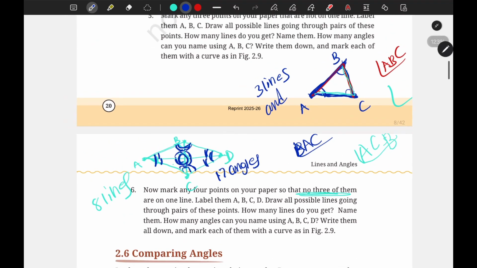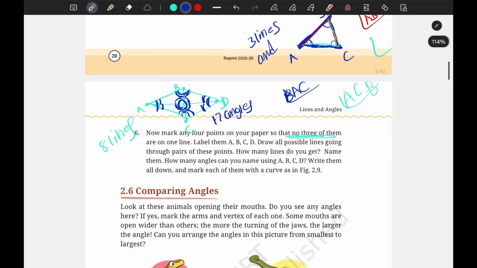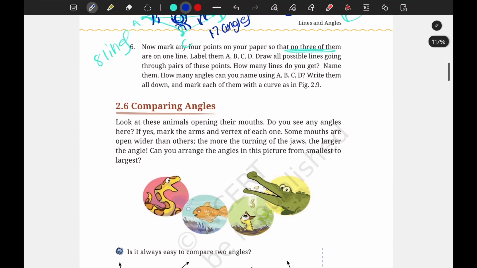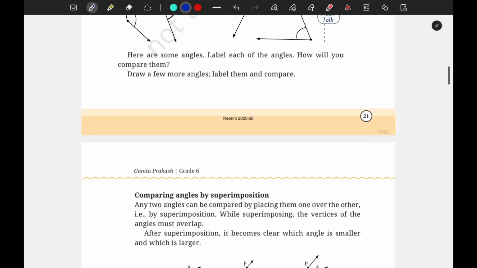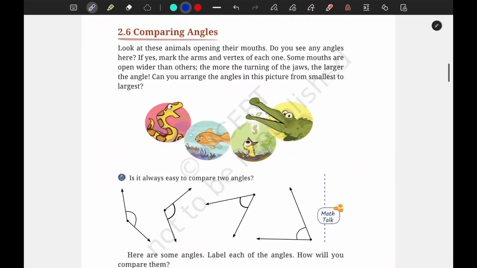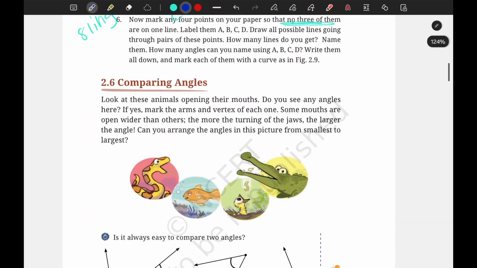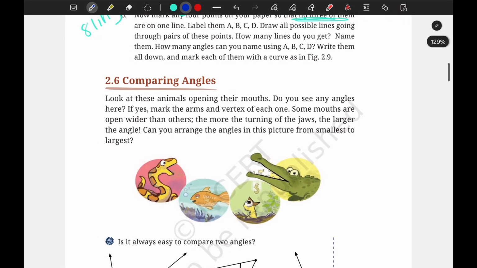So with this we completed some basic part of geometry. Comparing angles and some more concepts will be covered in another video. So please be waiting for another video.